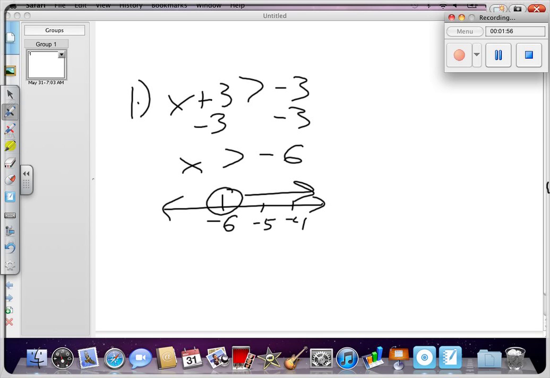This is bringing back some memories, guys. Not with exponents, excuse me, with inequalities.